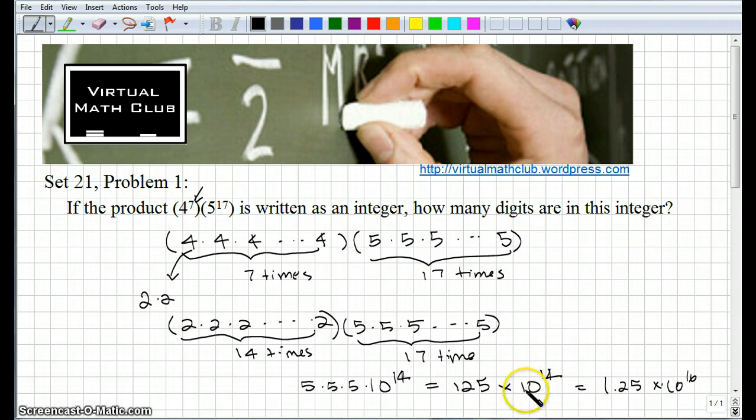And you can see that every time we multiply 125 times 10, we're going to get another 0. So this number is essentially 125 with 14 zeros. So the answer to our problem is that we have 14 zeros and then 3 numbers in front of the 14 zeros, so we end up with 17 digits in the expanded integer. All right? So that's the answer.